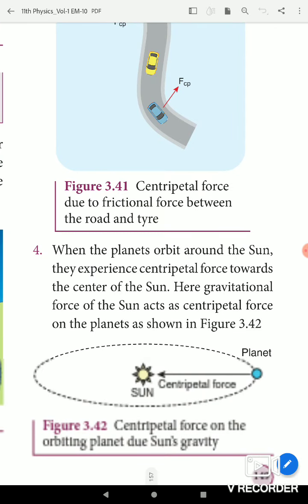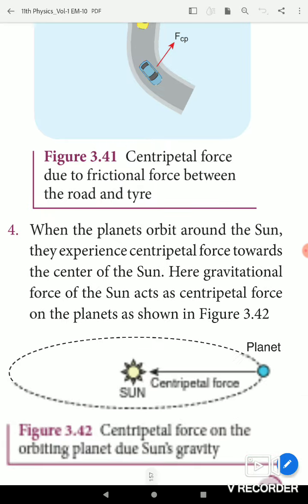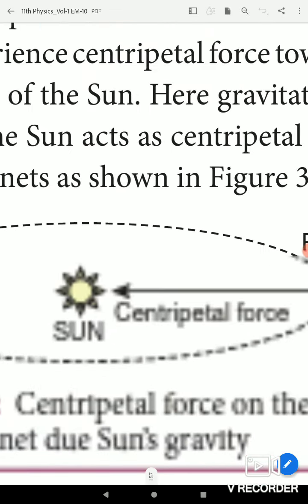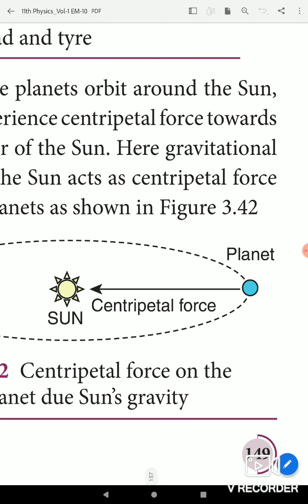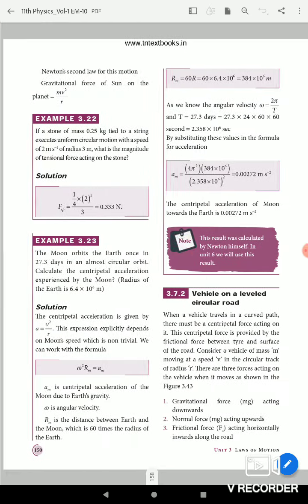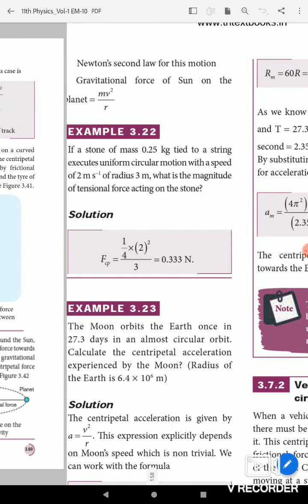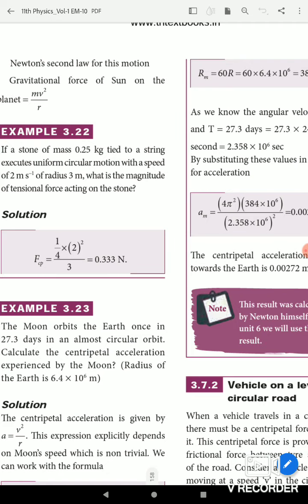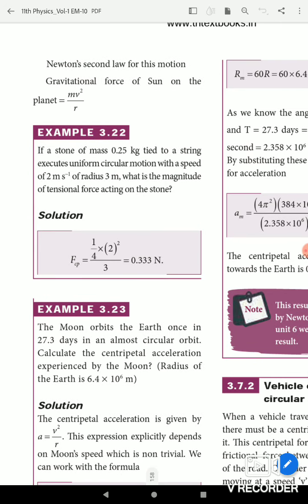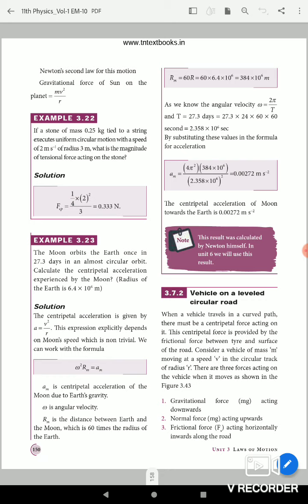Then fourth one is that when the planets orbit around the sun, they experience centripetal force towards the center of the sun. Here, gravitational force of the sun acts as centripetal force on the planets. The centripetal force is provided by the sun's gravity. So Newton's second law for this motion, the gravitational force of sun on the planet equal to m v square by r. Okay, do you understand? I hope you understand.